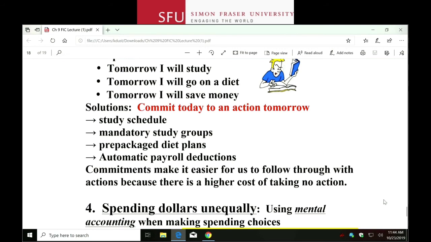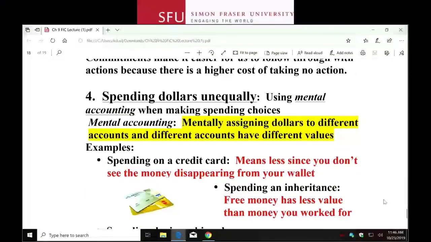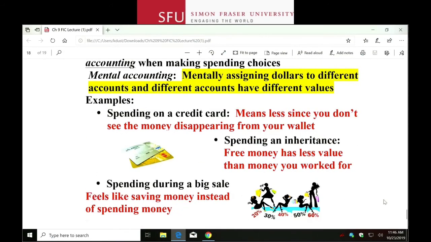So this is called mental accounting, where it's like having different bank accounts in our head, where we've got earned money and then we've got fun money. It's the same money, but for some reason we treat them differently. Okay, so mentally assigning dollars to different accounts, and the different accounts have different values.